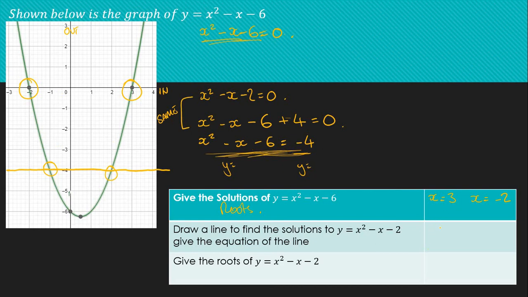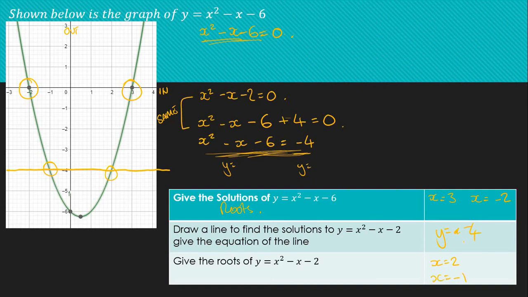So the equation of the line was y equals negative 4. Sorry, I should have put that on there. There's two negatives there. Negative 4. And we've got the other part, which is the roots of the equation are found when x equals 2 and when x equals negative 1.